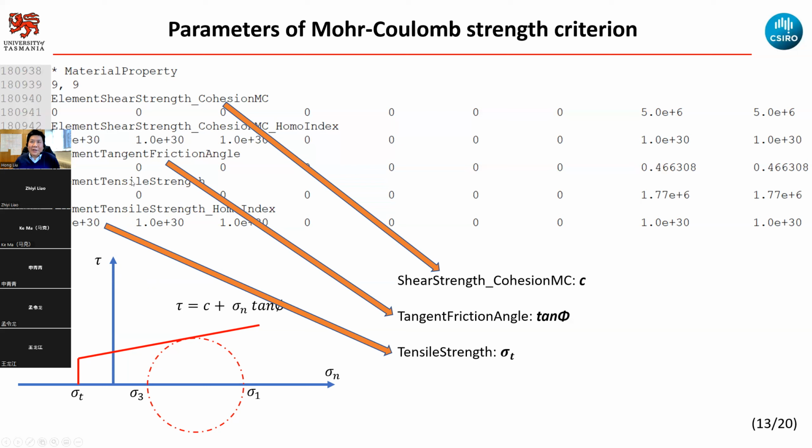Sorry, I have this one, actually it should correspond to this one. So the tension strength should be 1.77 megapascal. Besides that, you notice that we have a homogeneous index here. If you are familiar with RFPA, then you are familiar with the homogeneity index. Here we follow what is in RFPA, using the Weibull distribution.